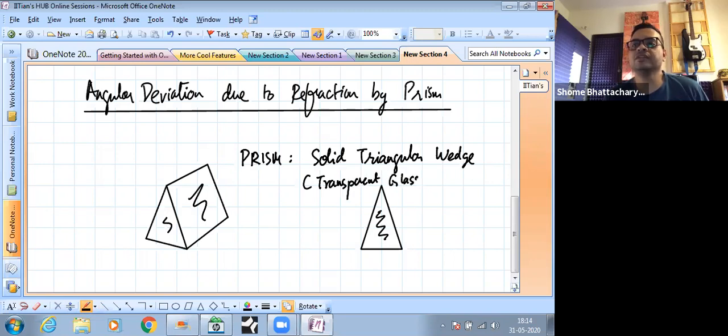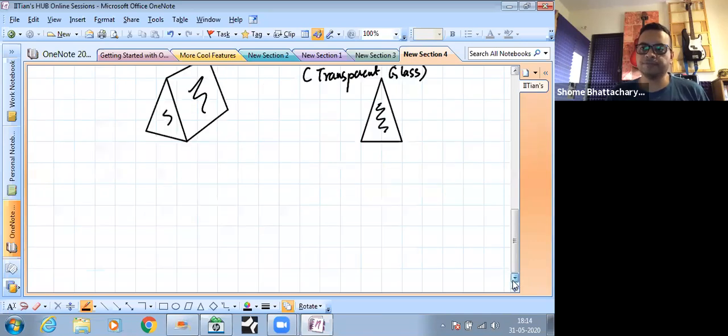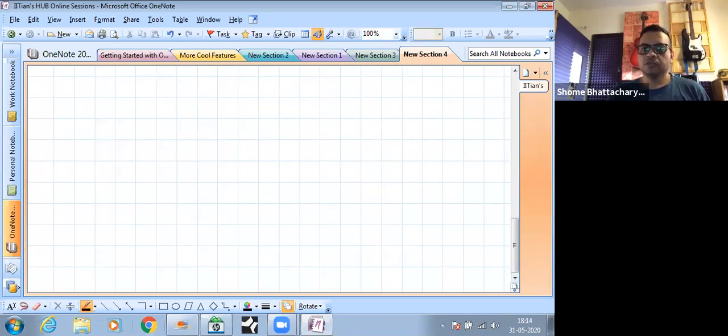It shows a number of interesting properties, and that is why glass prisms are used in a number of different optical instruments, including spectrometers, periscopes, and things like that. But today we'll study the simple concept of deviation of light, or the angular deviation light creates because of the refraction property.